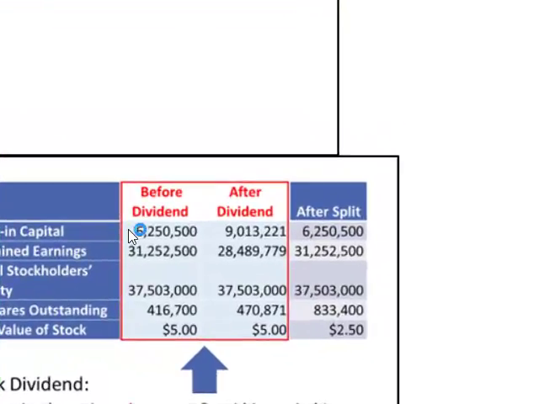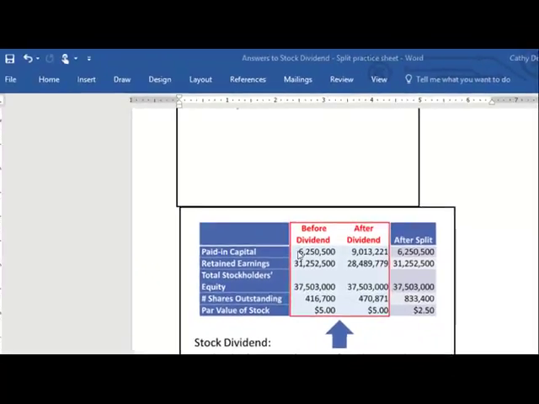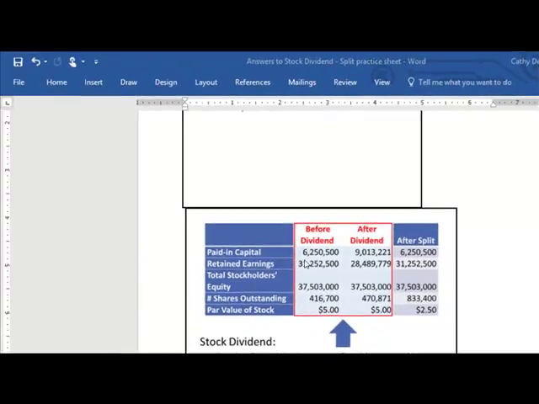However, we do now have more shares outstanding, which makes sense. We issued more shares, so that number has increased. However, the par value of our stock has stayed exactly the same.